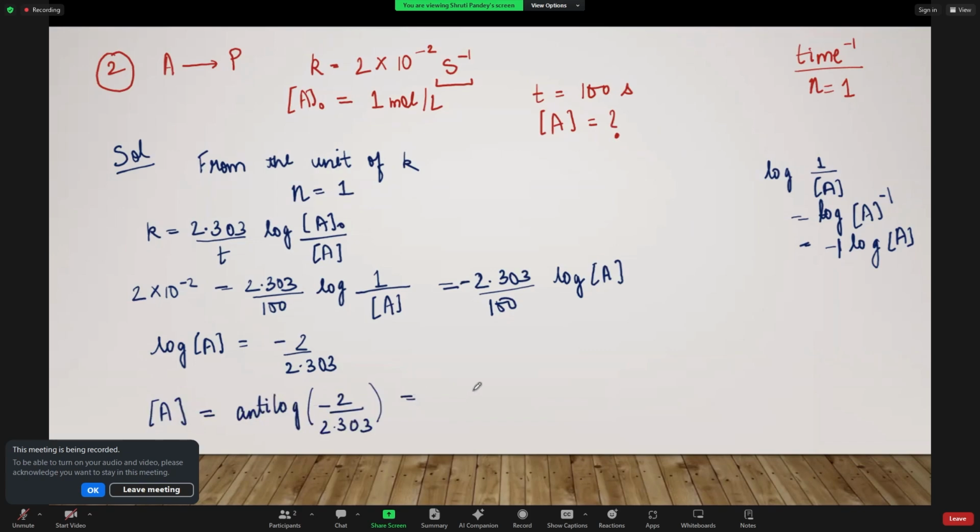So you will get the answer as 0.135, and for units you will take mole per liter. So this is the answer. The final concentration at 100 seconds is 0.135 mole per liter.